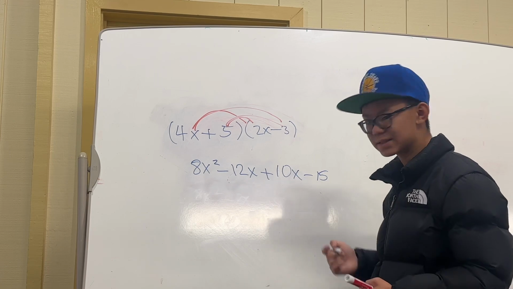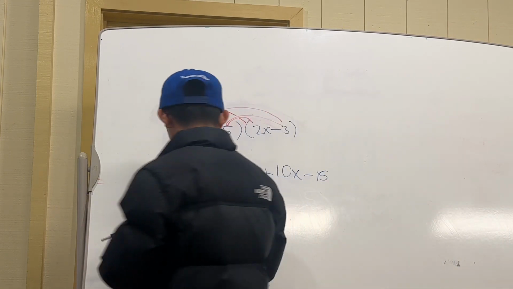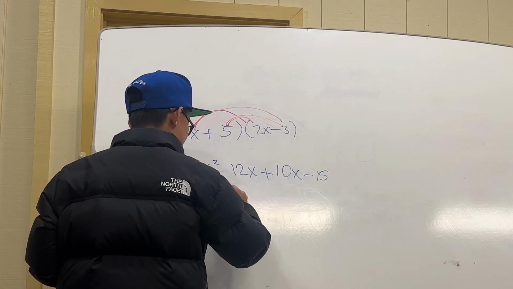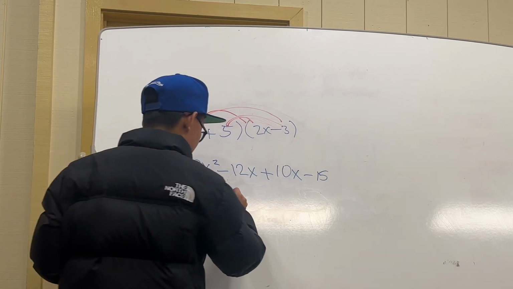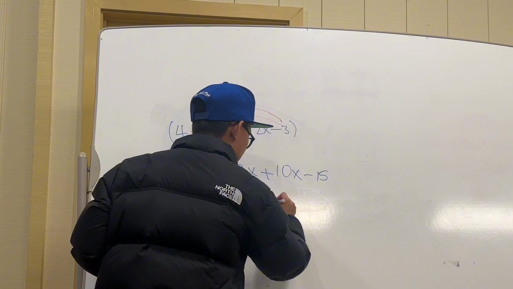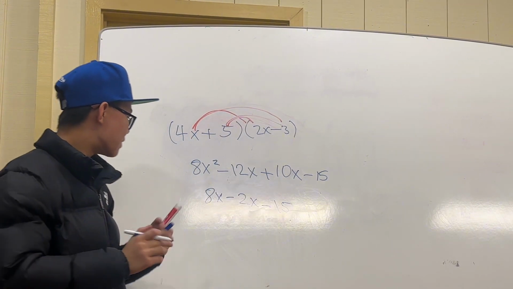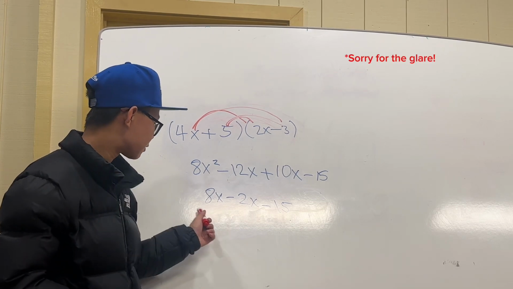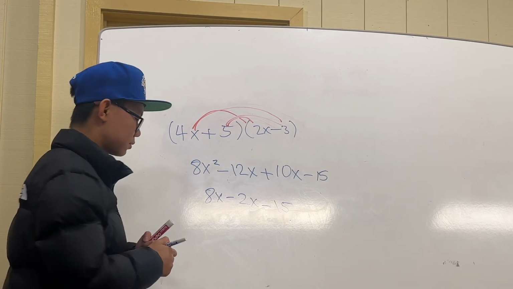There are two x terms that are the same, so we can combine like terms. So we get 8x squared, and negative 12x plus 10x is negative 2x, so minus 2x and minus 15. Now we are officially done with this problem. And this is called a trinomial. Tri means 3, there are 3 terms. These are called terms.